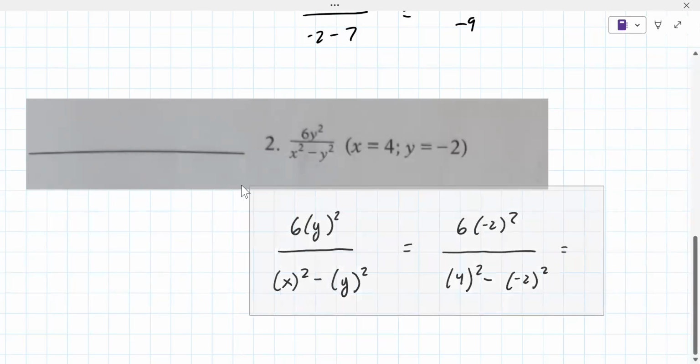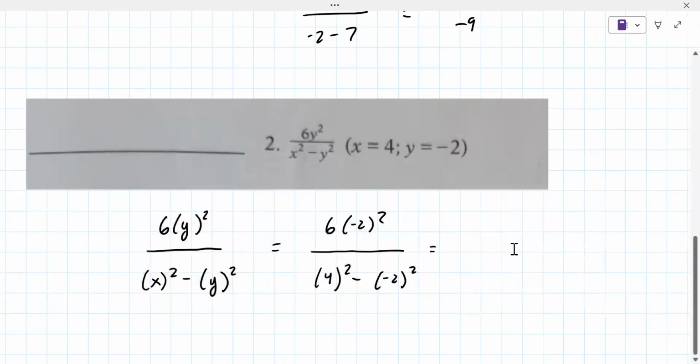What is -2 squared? That would be 4. So we have 6 times 4. And 4 squared on the bottom. 8? No. Squaring means you're multiplying it by itself. So that would be 16, and then minus 4, because -2 squared is 4. It has nothing to do with the subtraction operator. So that's what I did wrong.